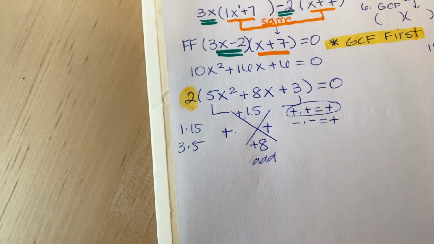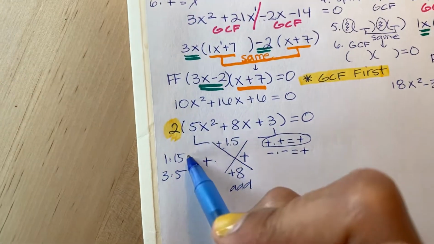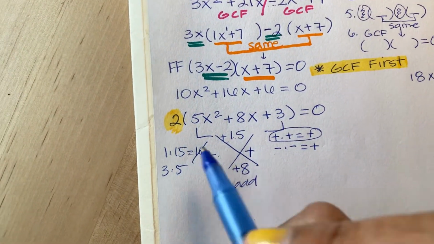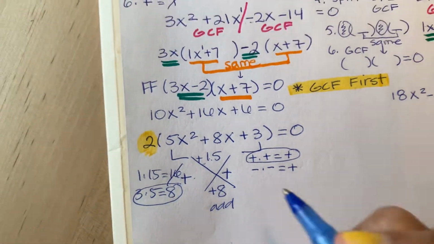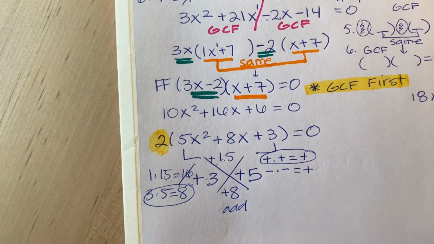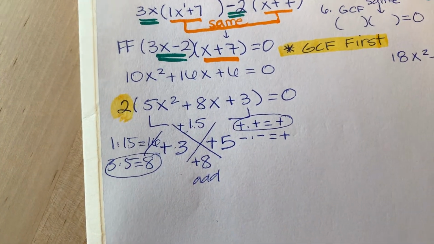And so we're adding here. What's 1 and 15? 16? Nope. What's 3 and 5? 8. There is my pair. And it doesn't matter the 3 or the 5. It doesn't matter which one goes where. Okay.